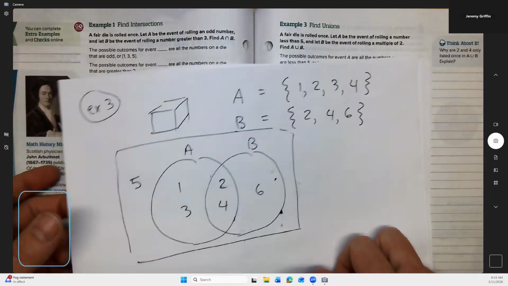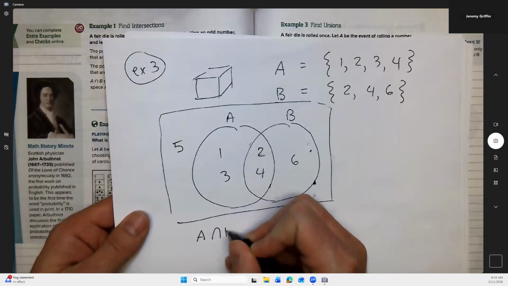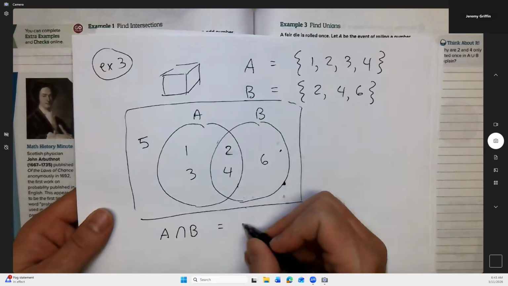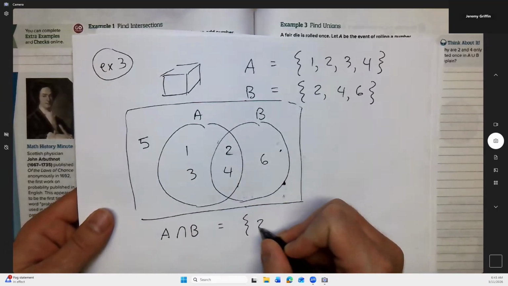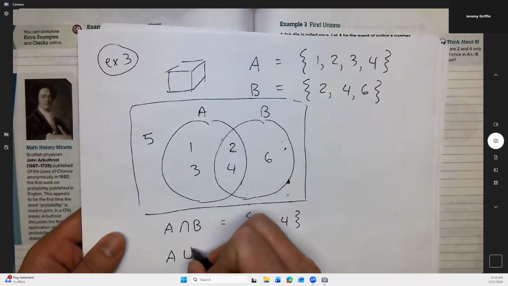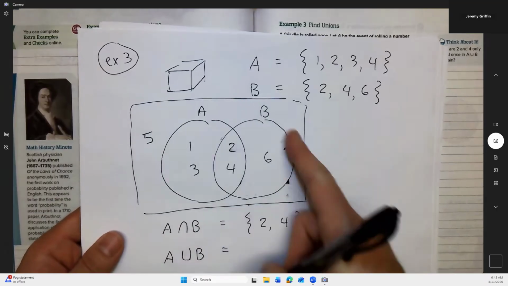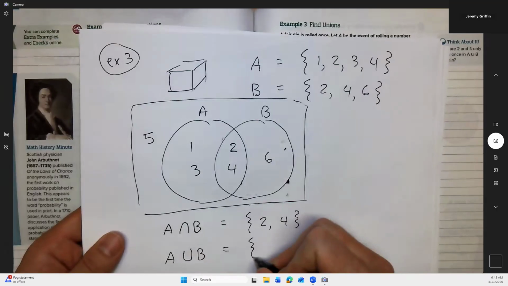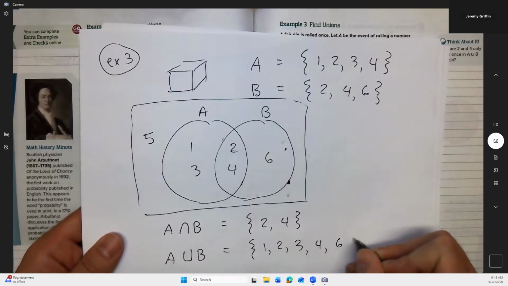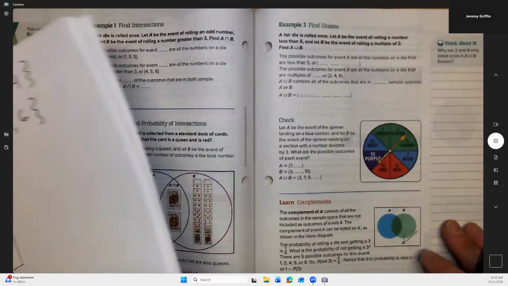So actually start with the question they did not ask. If they said, what's A intersection B? What's the probability of both events happening? Or how many outcomes, I should say. You could roll a 2 or a 4. But if they say A union B, which is actually what they're trying to get at here, A union B, that's all 5 of these numbers here. So that'd be 1, 2, 3, 4, and 6.